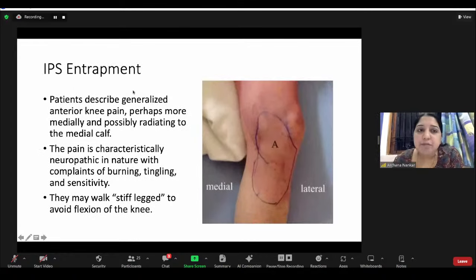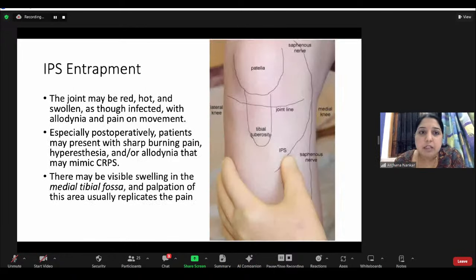In case of IPS or infrapatellar saphenous nerve entrapment, generally anterior knee pain will be there, mostly medially and the medial calf. This is the location of the pain. And the pain is characteristically neuropathic again: burning, tingling, allodynia. Patient may walk stiff-legged and may avoid flexion of the knee. Then also it may mimic CRPS.